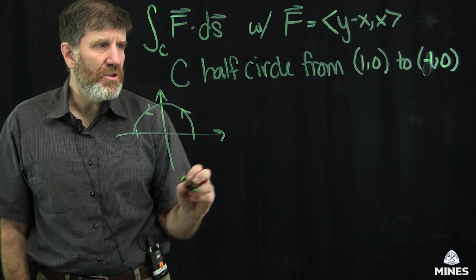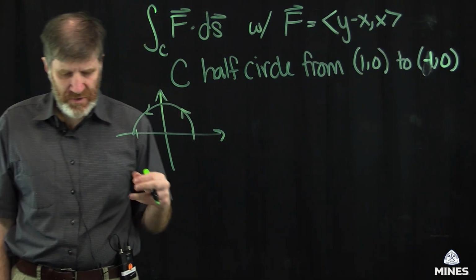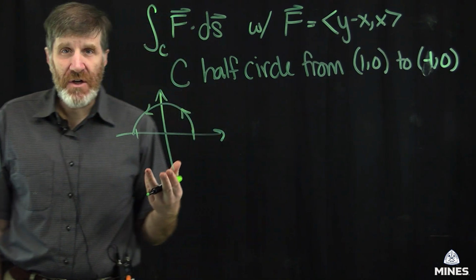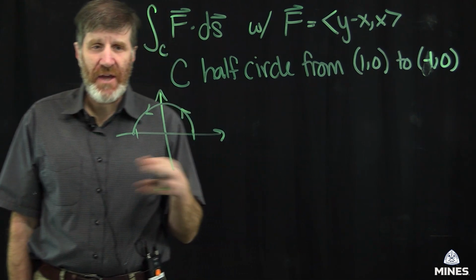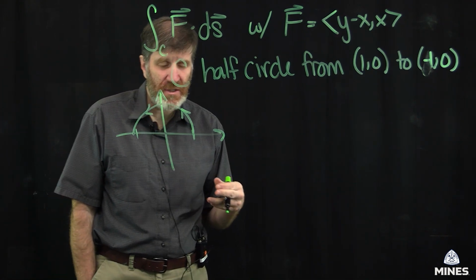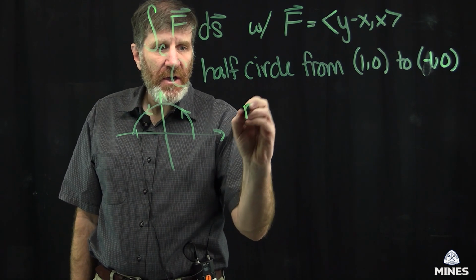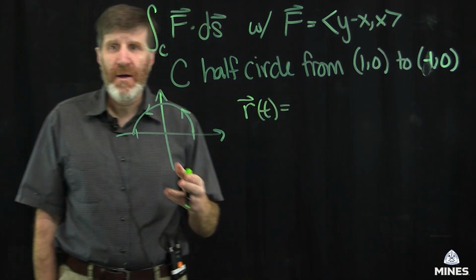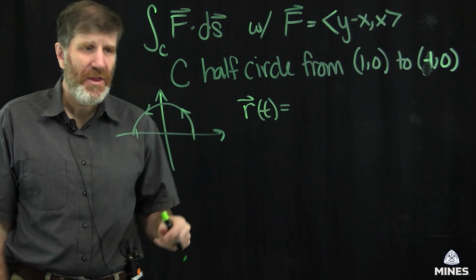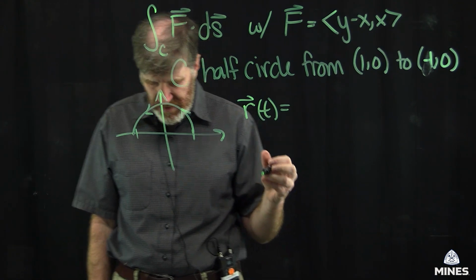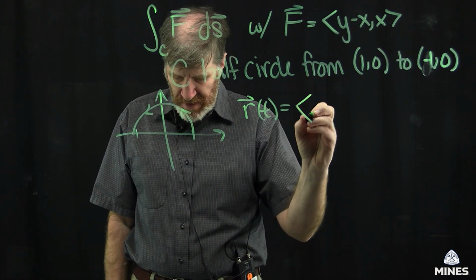There's a direction to it. It has a starting and ending point, so I put the direction in there. In these integrals, the direction matters. In the scalar line integral, the direction did not, but in these integrals, the direction will matter up to a sign change. We need a vector valued function that represents this path, the half circle from 1, 0 to minus 1, 0.